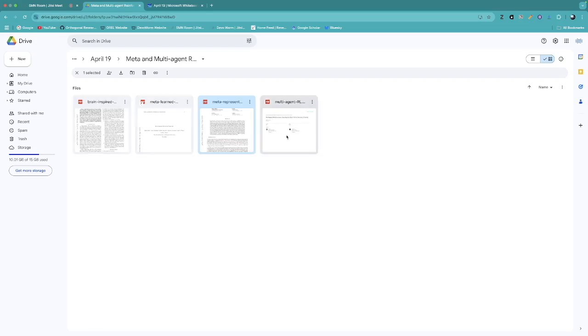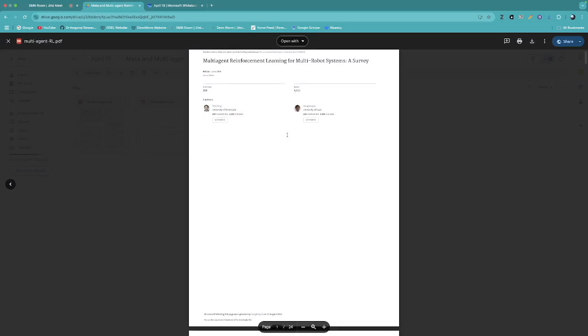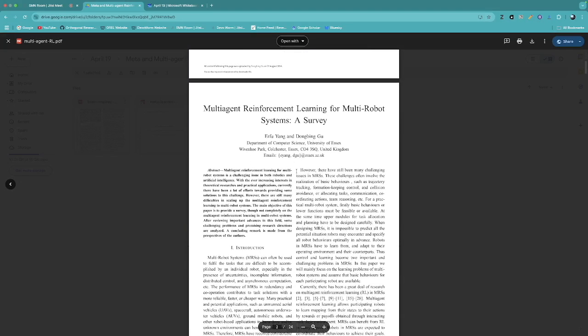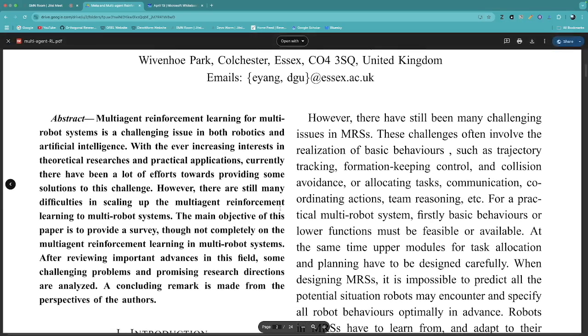Then there are two other papers here. This is the multi-agent learning for multi-robot systems. This is multi-agent reinforcement learning. And I'll just go through the abstract of these, and then we'll have maybe a little discussion on this. So this talks about multi-agent reinforcement learning for multi-robot systems.